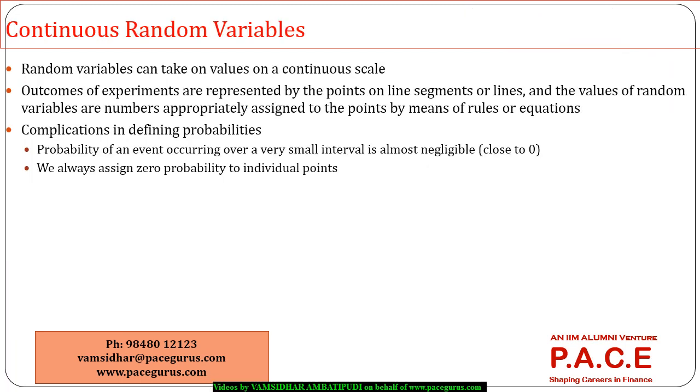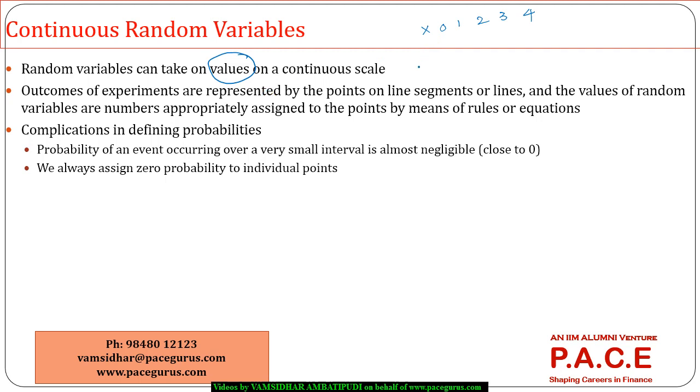Alright. So now we would move on from a discrete variable case to a continuous random variable case. When we talk about continuous random variables, they take values on a continuous scale. So it's not that x will be taking only 1, 2 or 0, 1, 3, 4, but it can take any number of values. So x can take on a continuous scale of values.